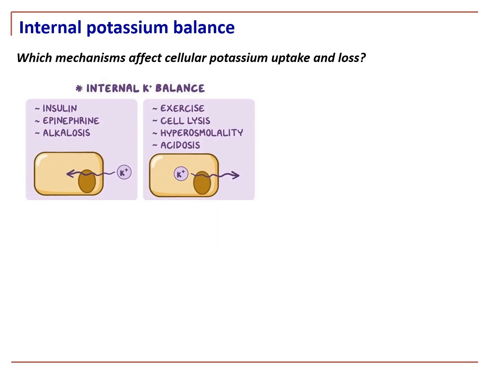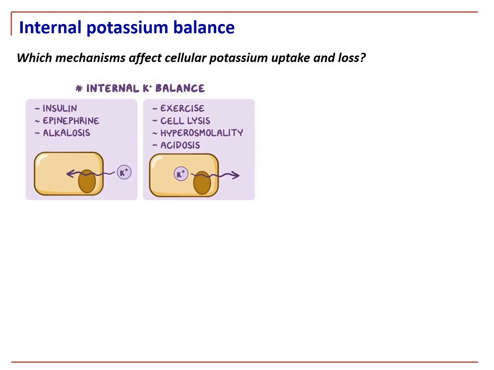So what are the mechanisms that affect cellular potassium uptake and loss? Well, there's a little diagram helping you there. So using that diagram, I want you to think what's going to drive potassium into the cells, what's going to drive potassium out of the cells, and kind of think about what might happen in disease states as well. So press pause, the diagram's there, so it's helping you. What's happening?